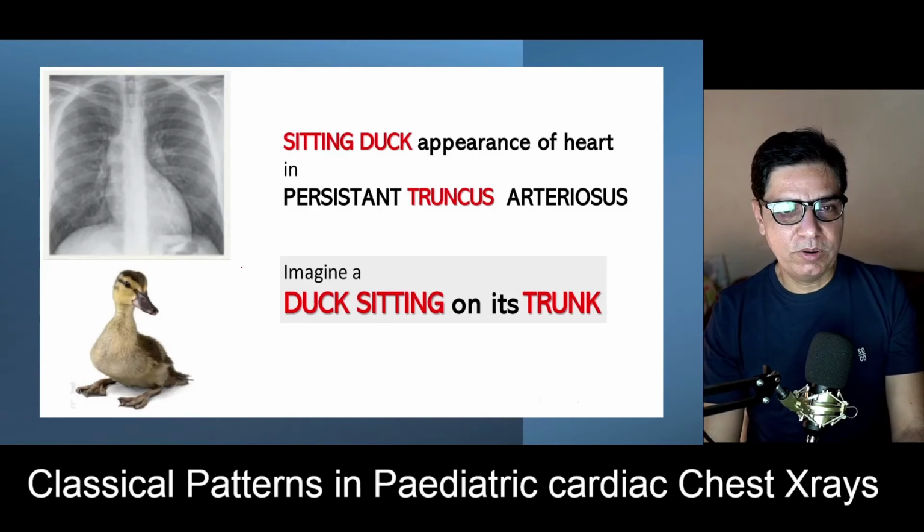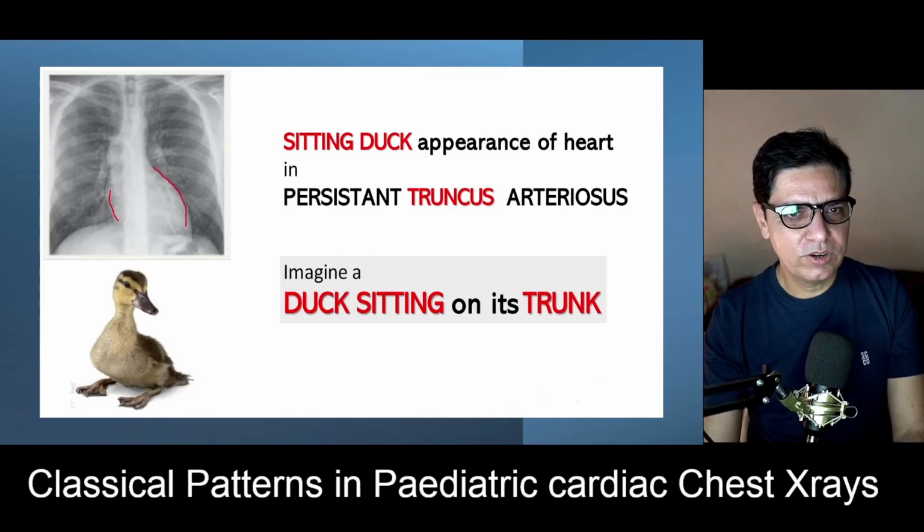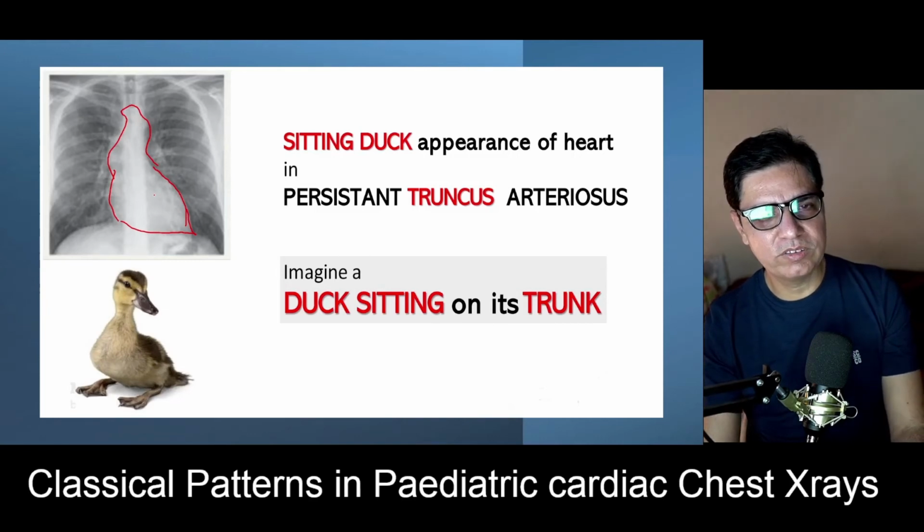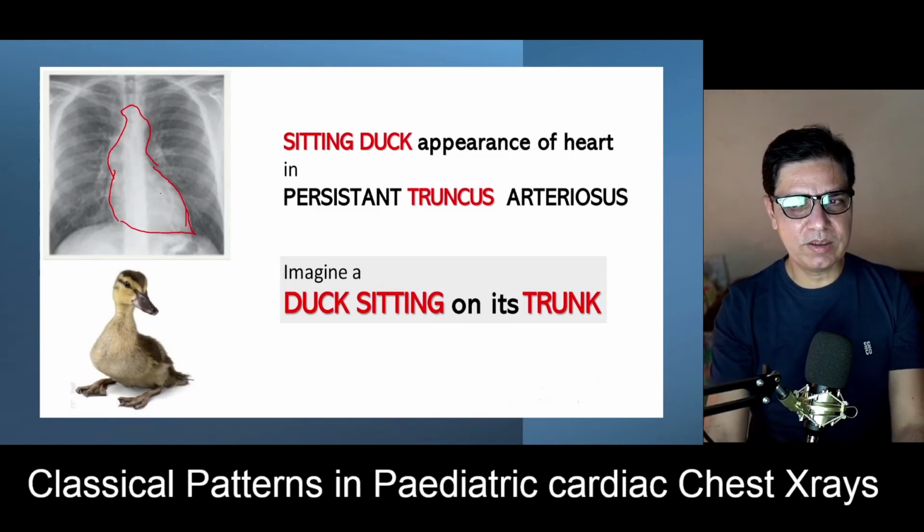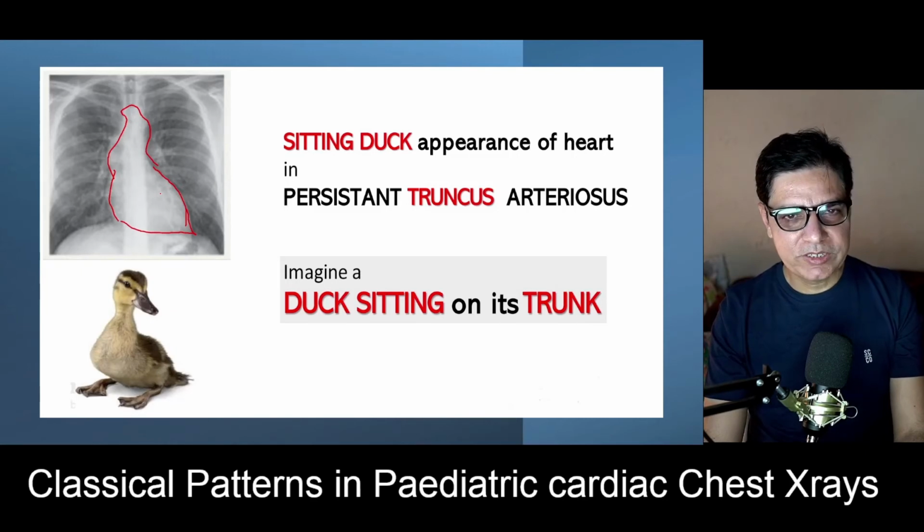And now we talk about something quite interesting. If you look at this X-ray, you can see the heart shadow, and it is making a sort of shape like a duck sitting or a bird sitting. So it roughly makes what we call a sitting duck appearance. This sitting duck appearance is very characteristic of what we call persistent truncus arteriosus.